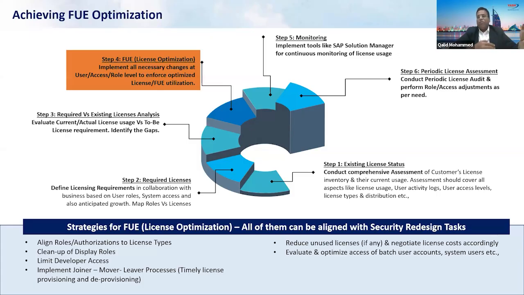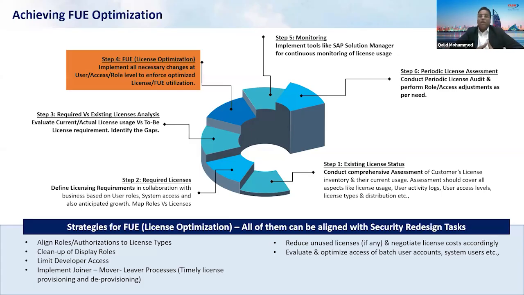Now in step three, we will do the analysis of the current licensing posture and the to-be licensing posture, and whatever the gap is, that is the quantum of work that we have to do. So that is the area that we have to focus on. Step 4 would be the actual FUE optimization, the license optimization work. Now, how to do it? A few of the strategies we have laid out at the bottom of the slide.